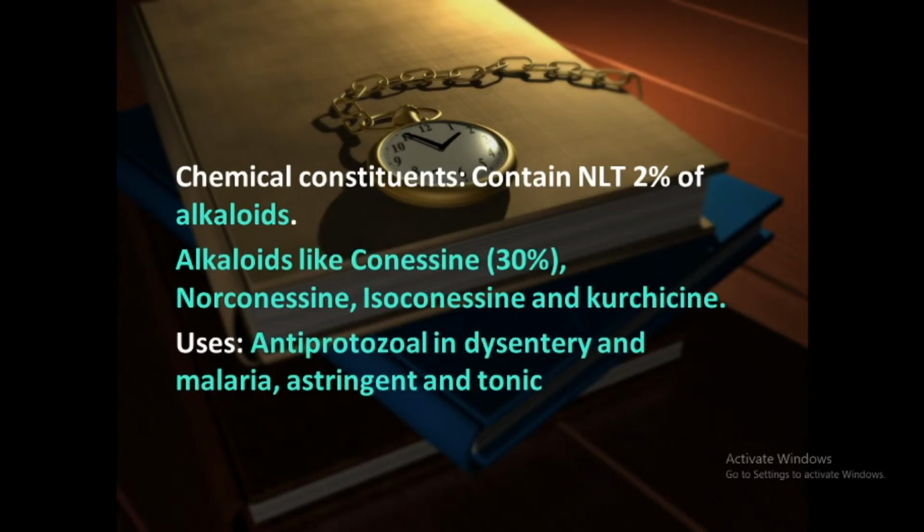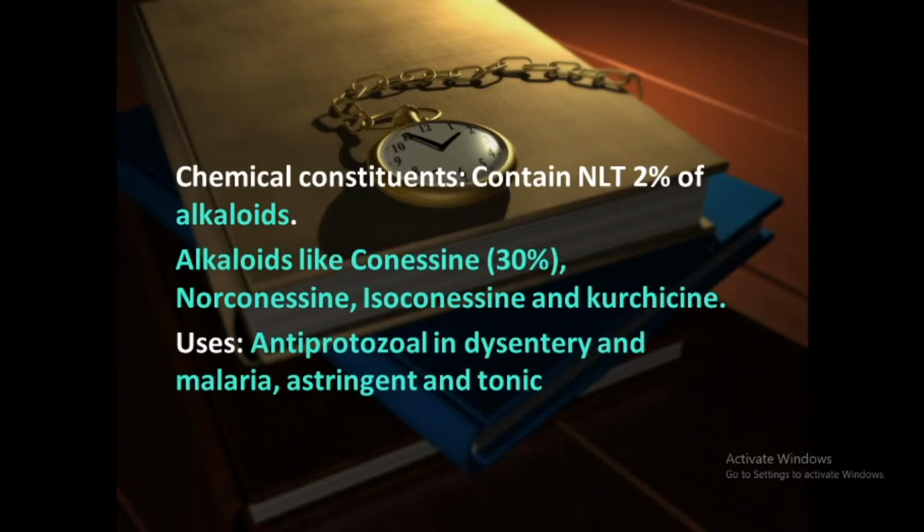Just see the chemical constituents. This Kurchi bark contains not less than 2% by weight of alkaloids in the bark. So alkaloids like conessine, norconessine, isoconessine and kurchicine, four different alkaloids, are present. Out of this, conessine is the major alkaloid, which is about 30% of the total alkaloid contained in the Kurchi bark. It is used as an anti-protozoal agent.